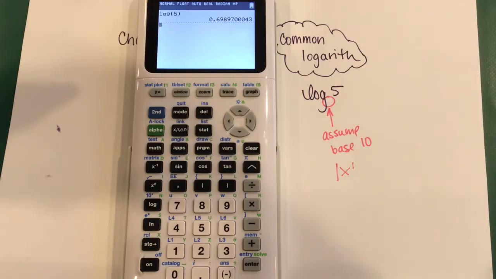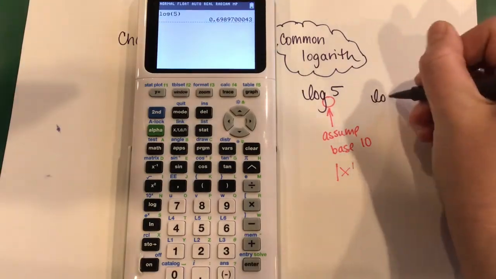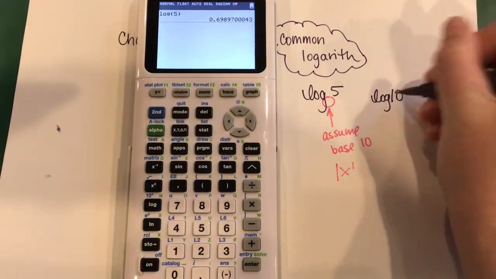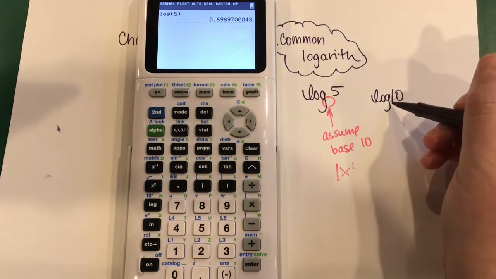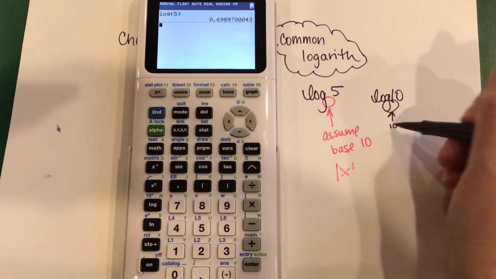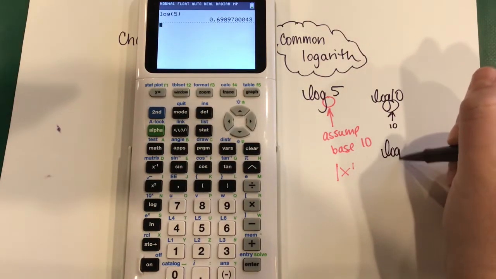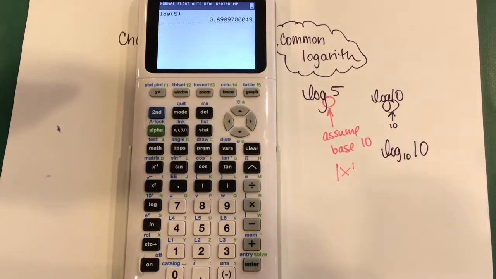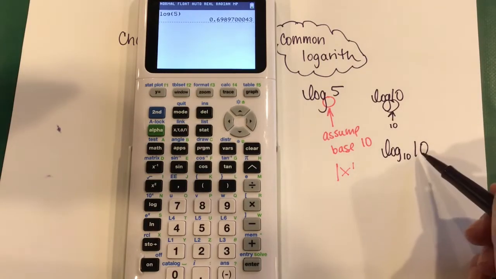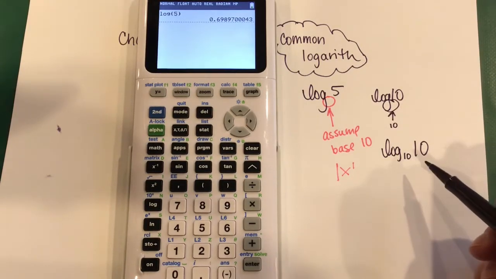Now, say I was going to look at log of 10. Well, remember, there's a hidden base here, and that hidden base is 10. So hopefully you know that if you had log base 10 of 10, what should that equal if these match? You're shouting 1, right? Good.